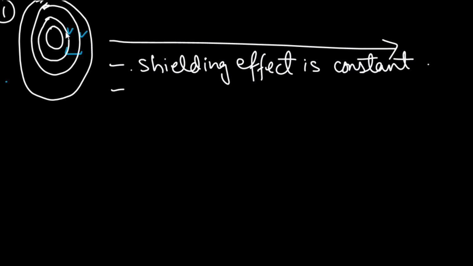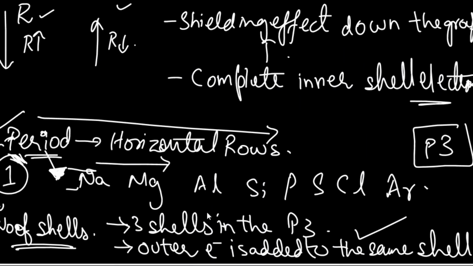What happens to the nuclear charge? Let me go back to the previous slide. Okay, sodium has a proton number of 11, magnesium has 12, and aluminum 13, 14, 15, 16, 17 and 18. What's happening to the nuclear charge as you go across the period?